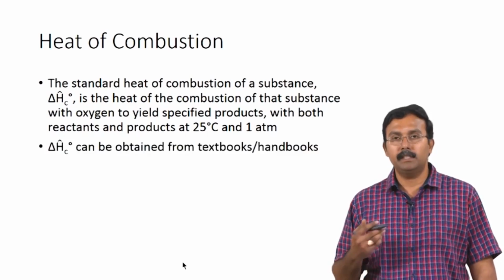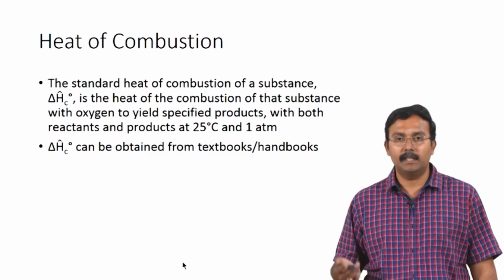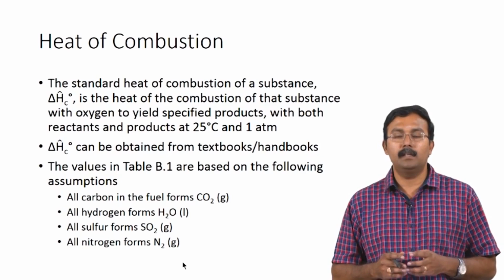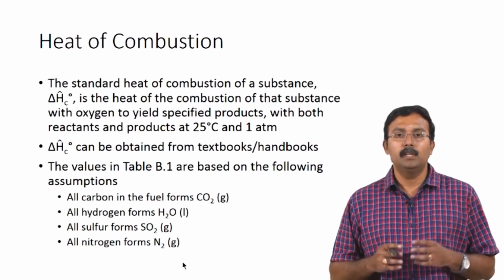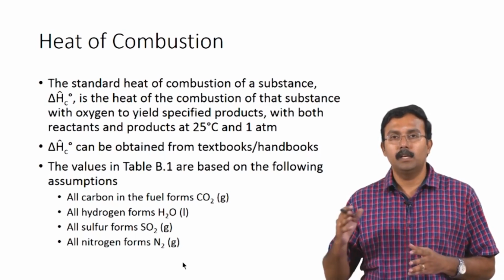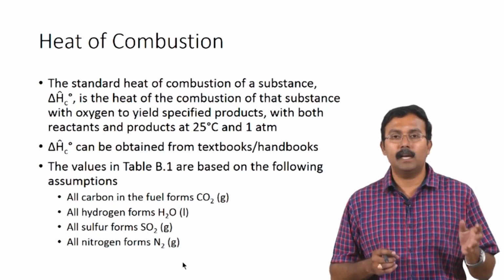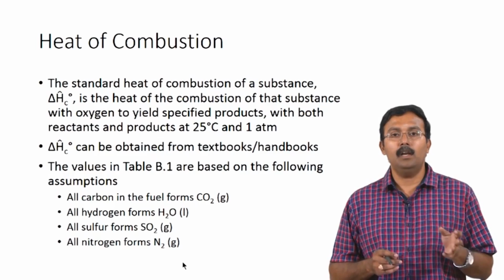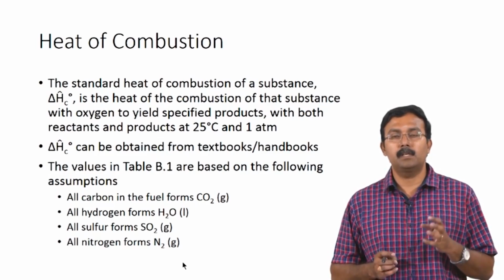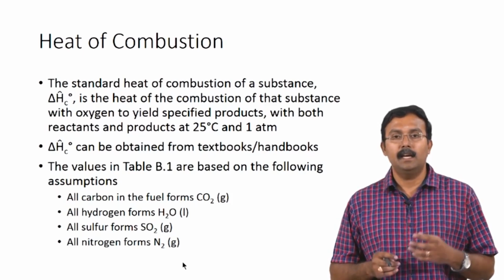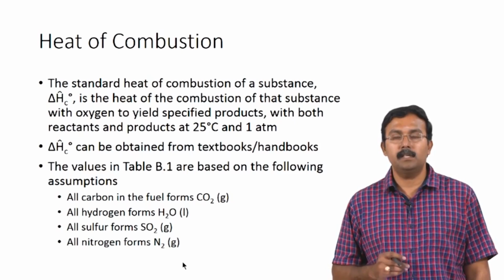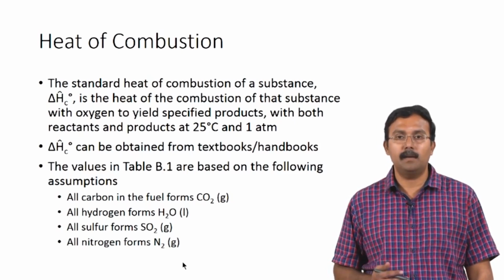The standard heat of combustion can again be obtained from textbooks and handbooks, and the values in table B1 in your textbook Felder-Russo are based on the following assumptions: all carbon forms carbon dioxide, which means the reaction goes to completion, all hydrogen forms water liquid, all sulfur forms sulfur dioxide gas, and all nitrogen just remains as nitrogen. So, based on these assumptions, the heats of combustion have been listed in table B1.